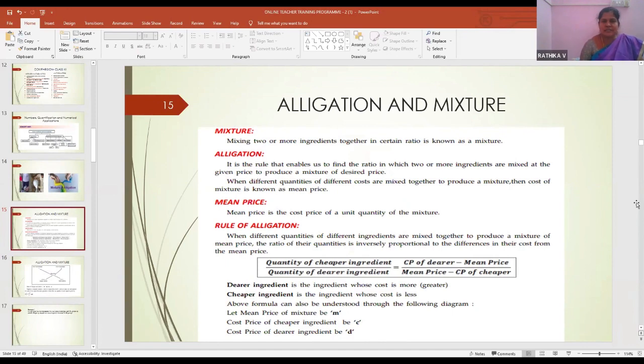So the definition here is mixing two or more ingredients together in a certain ratio is known as a mixture. And what is allegation? Allegation is a rule, the ratio in which two or more ingredients are mixed together at given prices to produce a mixture of desired price. So here we have only one formula, this one part only. Using this, you can create so many questions.